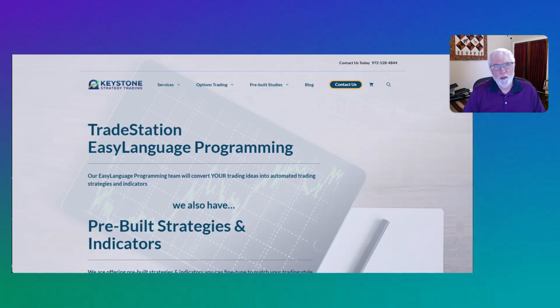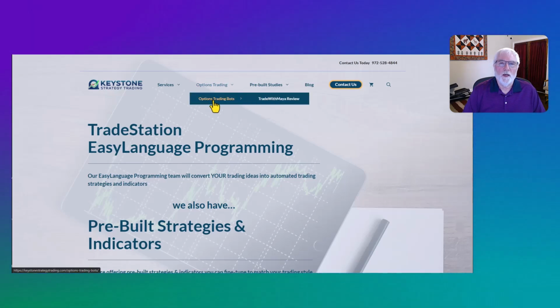So if you go to our website here, Keystone Strategy Trading, and you go to Options Trading and then Option Trading Bots. And by the way, we are looking for an additional bot to track. So if you have any ideas of what you think we might ought to look at next, we're happy to review those and see if it's something that we think might fit within our criteria for reviewing a bot.